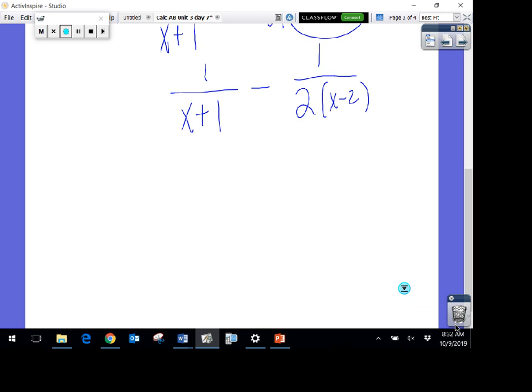Get a common denominator, right? So this side needs a 2 times x minus 2. 2 times x minus 2. This side needs an x plus 1.